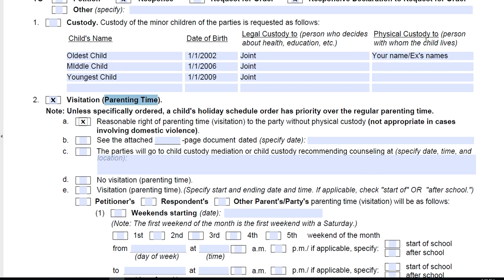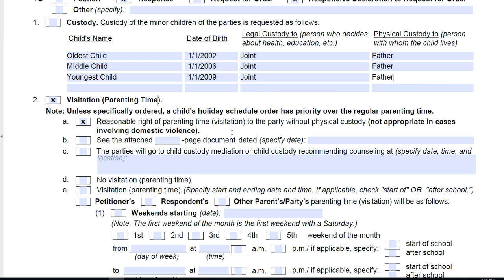The initial choice is reasonable right of visitation to the party without physical custody. For example, let's just say that up here it said father. So what this means is that when we're talking about visitation, we're talking about when the children are going to see their mother because the father has primary physical custody. So reasonable right of visitation means that the parent who has custody, we'll just say father in this case, has to act reasonably in making sure that the mother has a chance to see the children.